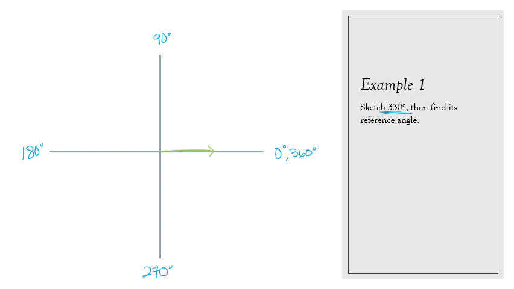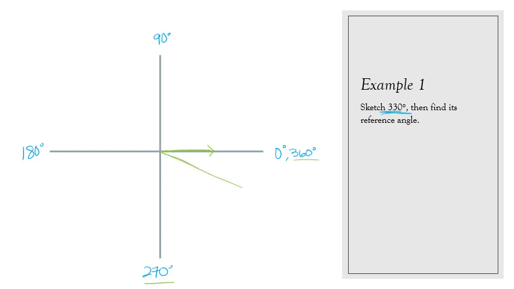So let's think about this. 330, well, that's more than 270 degrees, but less than 360. In fact, it's 30 degrees less than 360. But it's, let's see, 60 degrees more than 270. So it's not exactly halfway. It's maybe a little bit closer to 360 than it is to 270. I don't need to take out a protractor and be super precise about this. We're sketching this angle, so I'm just going to do my best.